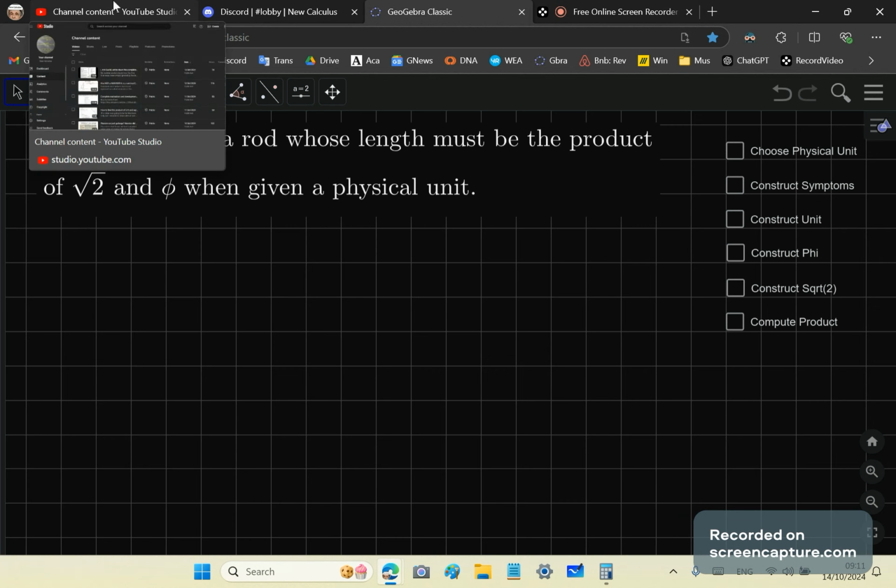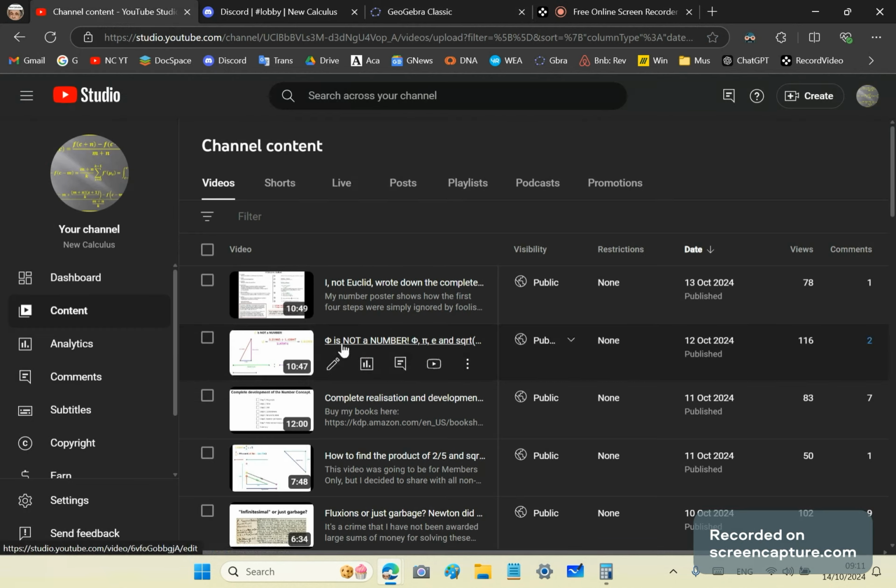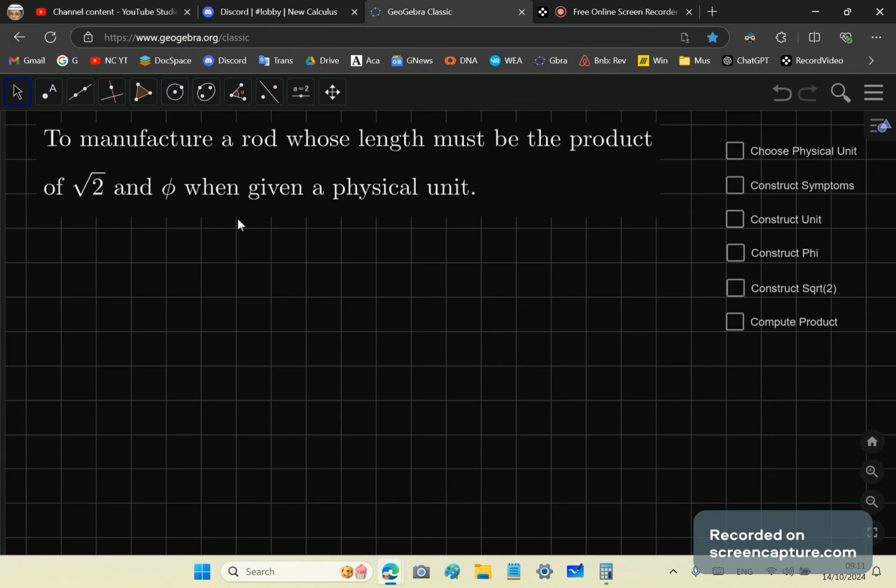In a previous video, called Phi is not a number, I explained why the golden ratio, whose measure is a constant, has no actual number describing it. The constant is used to describe the measure, but it's not a complete measure, so therefore it's not the number. So you may ask, what happens if we want to manufacture a rod whose length must be the product of square root 2 and phi when given a physical unit?